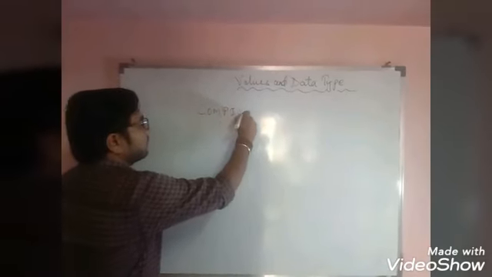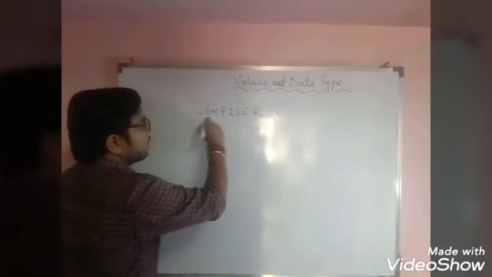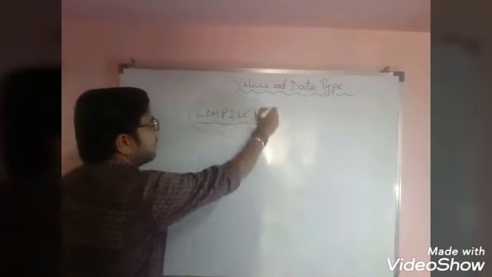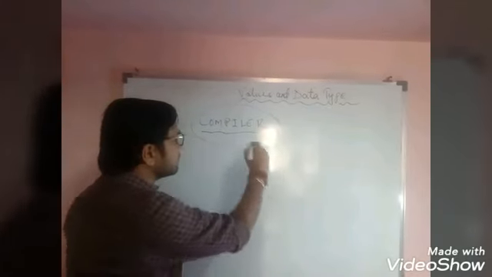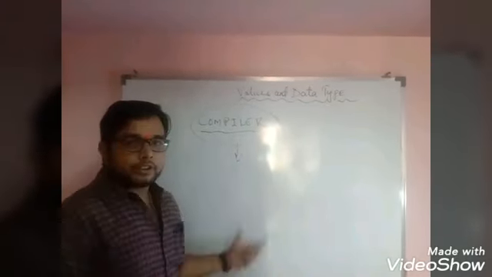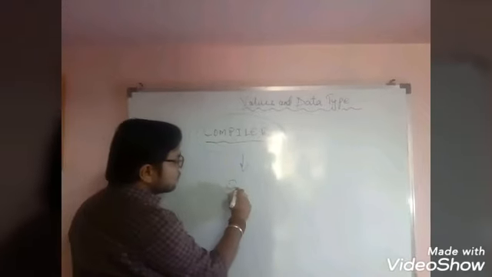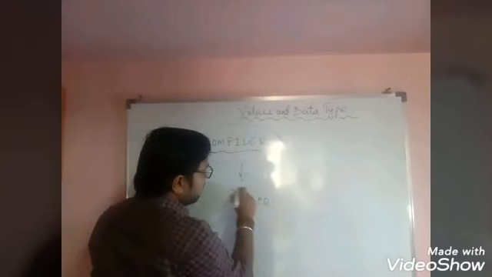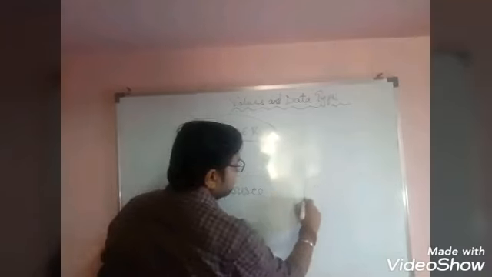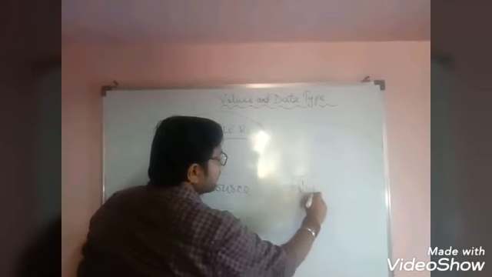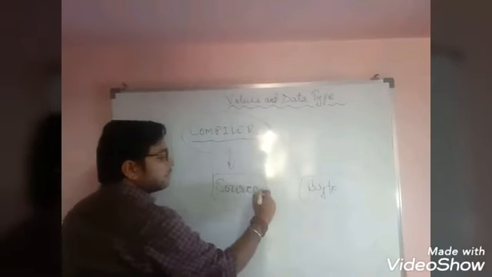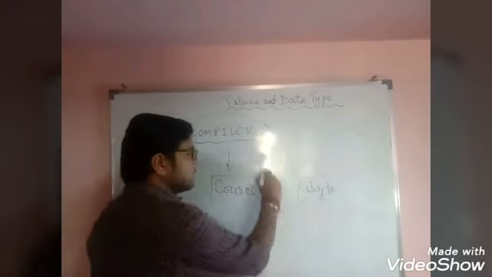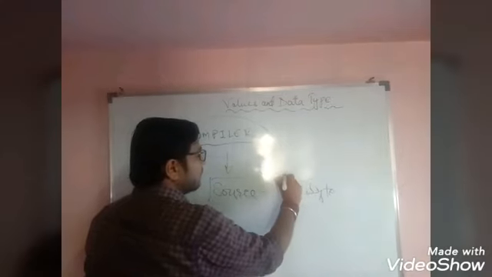Compiler. You are already familiar with this word, compiler. We have already learned about this word. Compiler is just a translator which converts the source code into bytecode. This is the use of compiler. Compiler converts the whole source code to bytecode at once. This is the use of compiler.